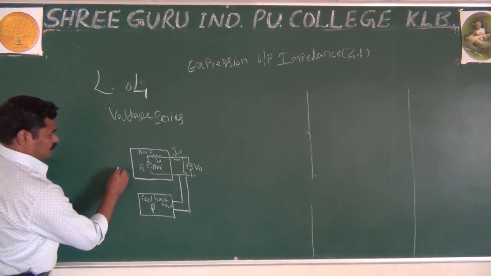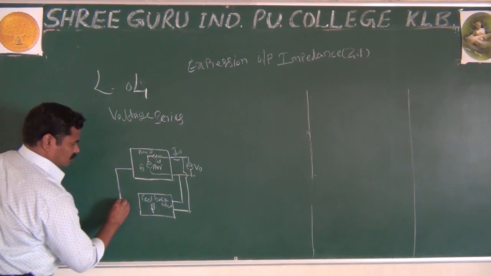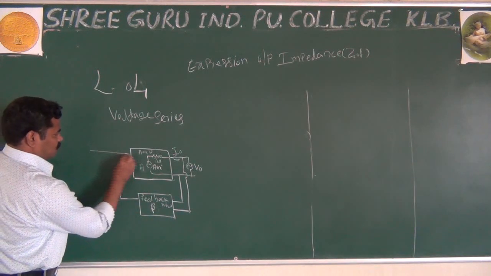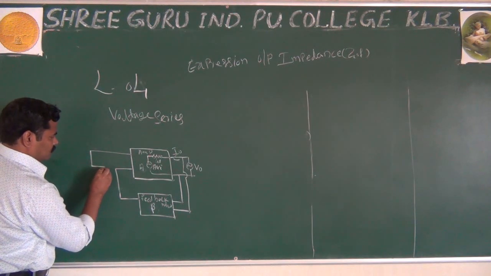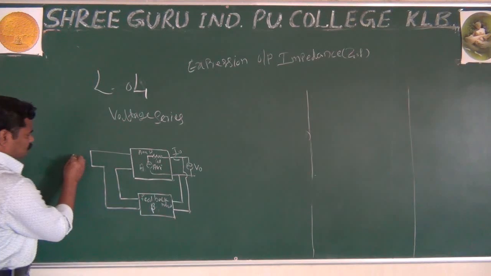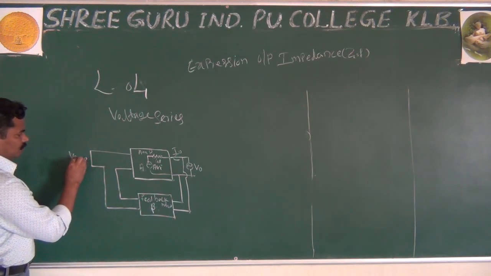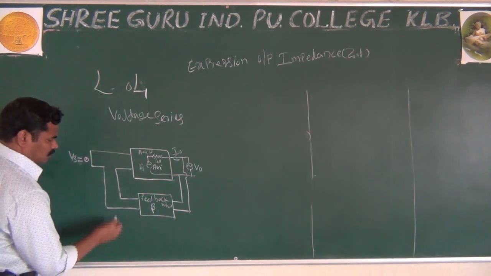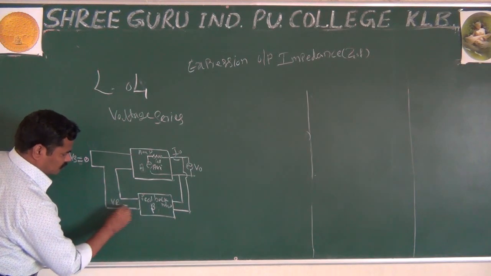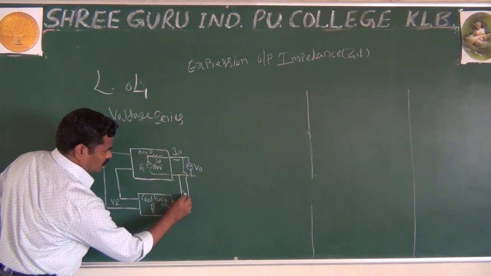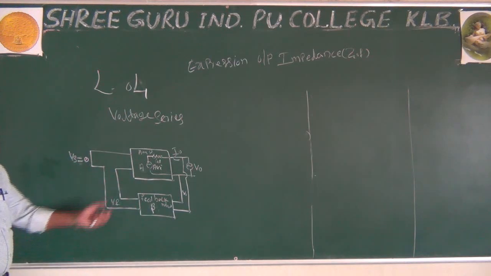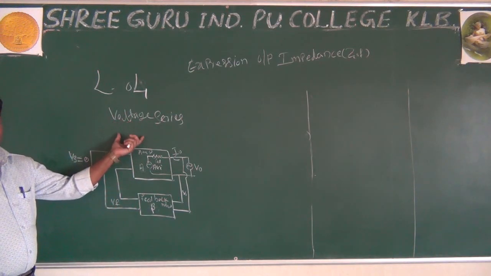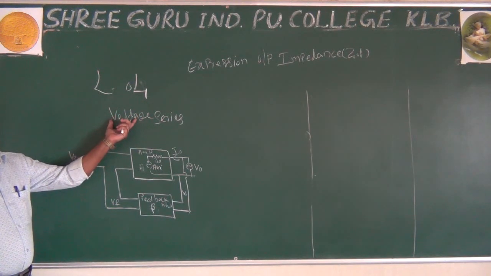In the input it is the same, but the only thing is to make Vs a short circuit. Vs is 0. That is the important change. This is the diagram of your voltage series feedback topology, while going for the expression for the output impedance.